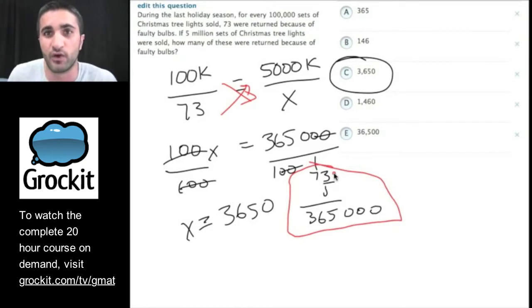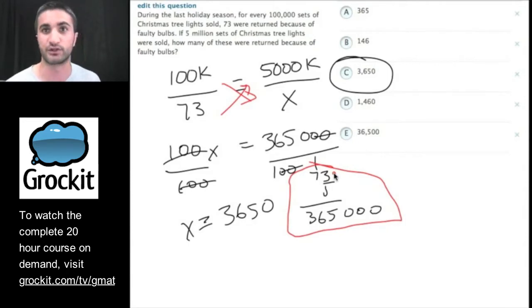73 times 5, we did it in 5 or 6 seconds. Don't spend too much time on the GMAT thinking about quick or simple ways to do something that's quick and simple already, which is multiplying a 2-digit number by a 1-digit number. Set it up, answer it, and you'll be done.